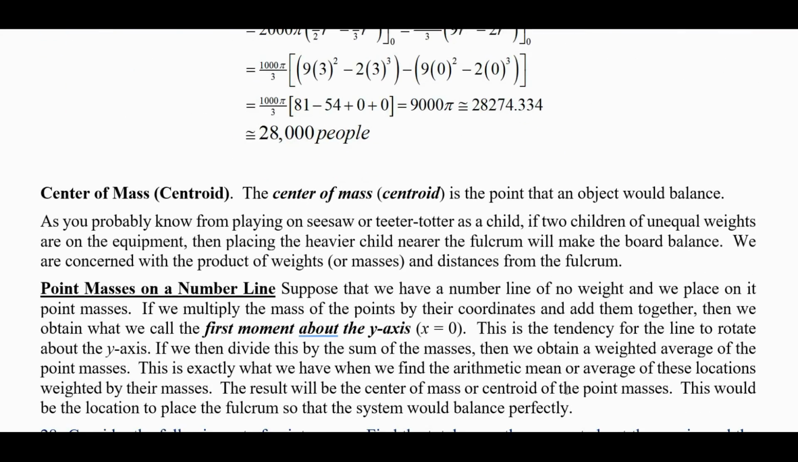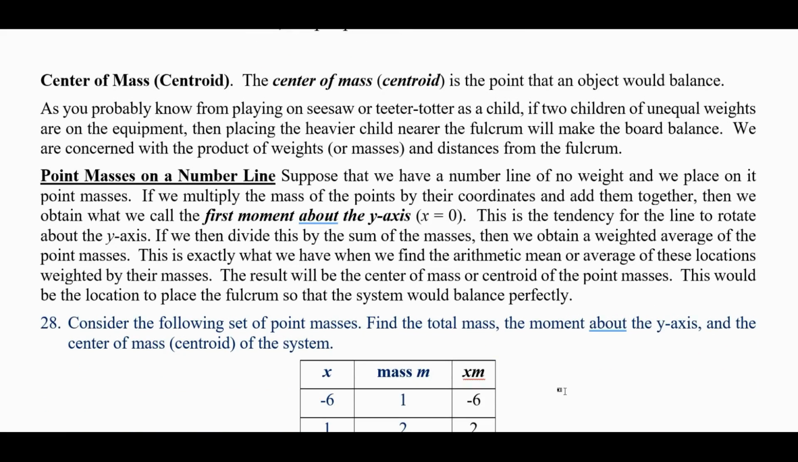Okay, let's continue on. Let's keep talking about the center of mass. The center of mass is the point that an object would balance. You know what? I'm going to stop the video here. We're going to come back in the next video for this one.